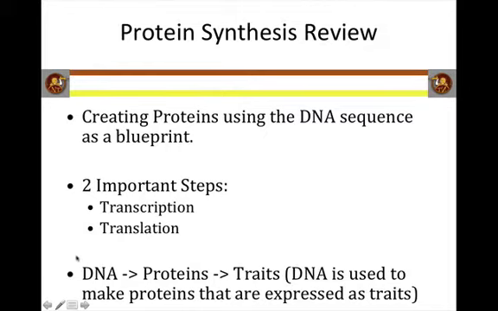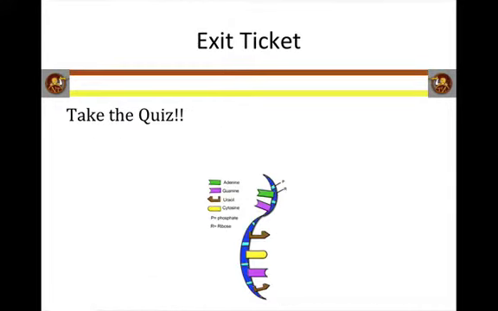Right? So here are the larger steps. Remember, we said proteins make up all of our traits. So we start with the DNA. DNA is transcribed and translated into amino acids, and amino acids build proteins. And the proteins join together to build our traits. So that's really how everything comes together and connects.